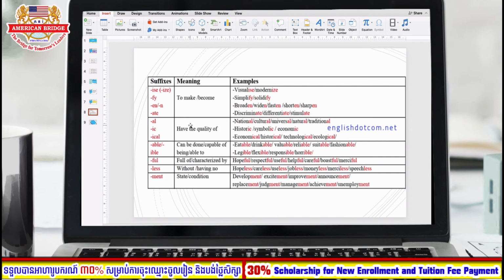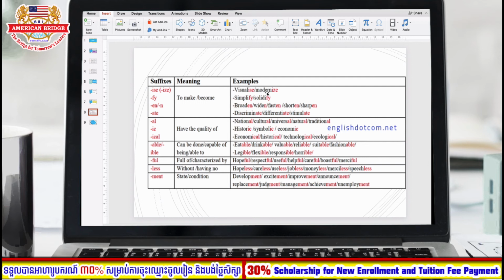So a suffix comes at the end of the vocabulary. Mostly it changes the meaning of the word. It changes the function of the word. If you look here, there is the word modern. So modern mostly refers to the adjective. It is a modern society.